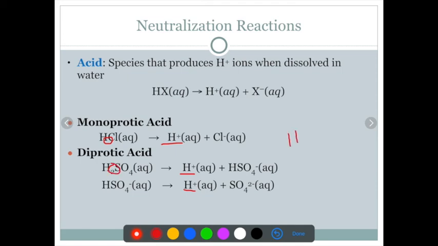And if I had phosphoric acid, then it would be triprotic. So all that's doing is telling you how many hydrogen ions are being produced.